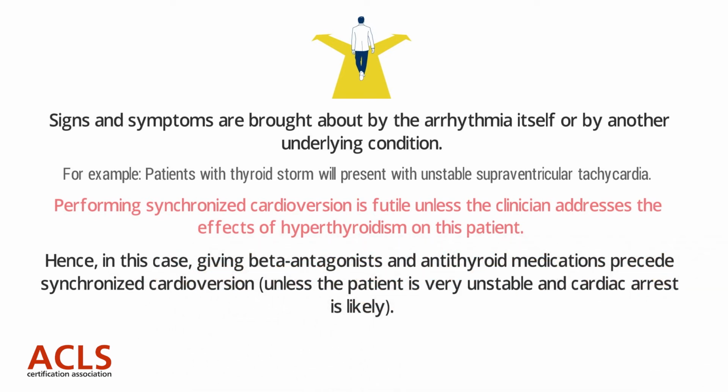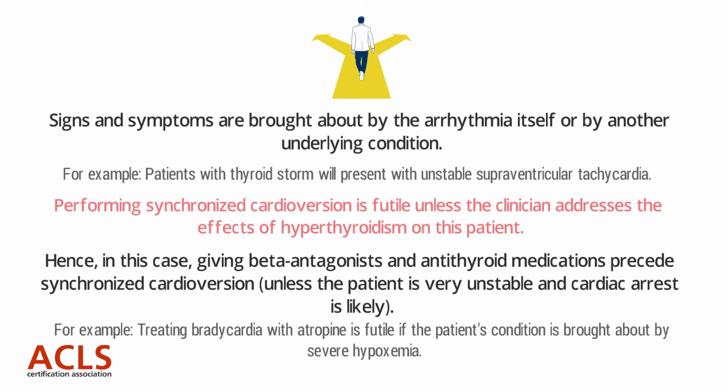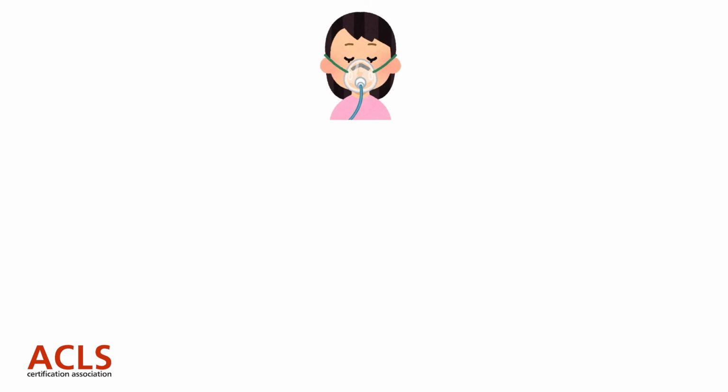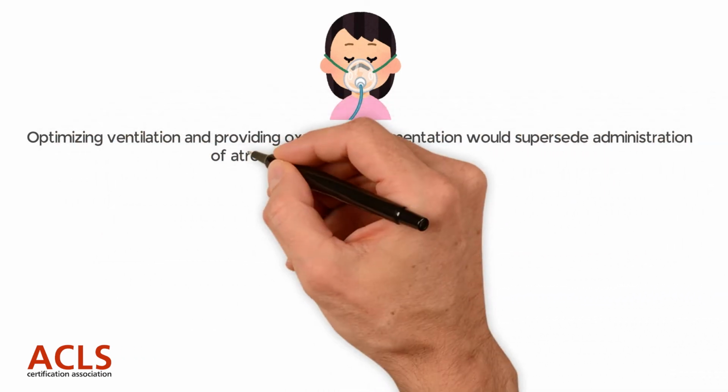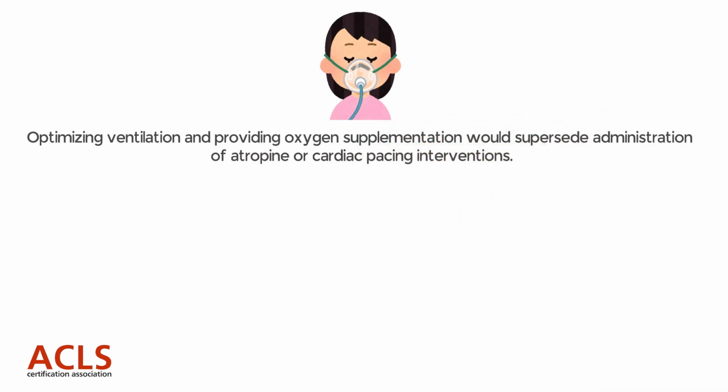cardiac arrest is likely. As another example, treating bradycardia with atropine is futile if the patient's condition is brought about by severe hypoxemia. In this case, optimizing ventilation and providing oxygen supplementation would supersede administration of atropine or cardiac pacing interventions.